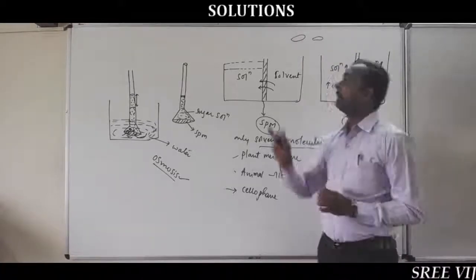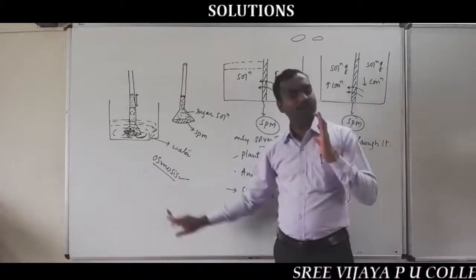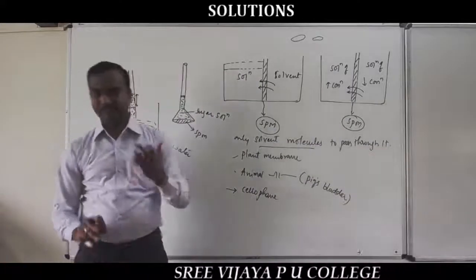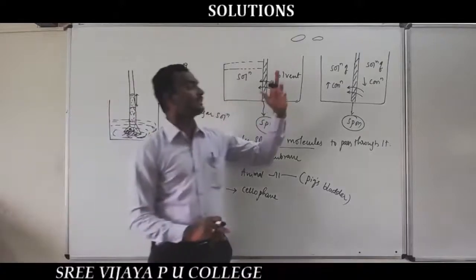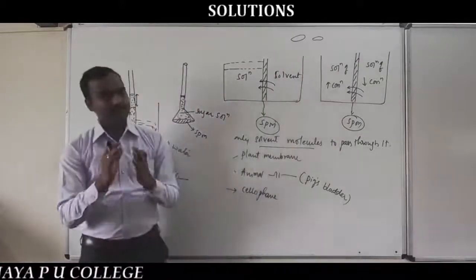So why is it? Because of osmosis. Nothing but the raw mangoes lose water. So due to osmosis, when they are placed in the saline solution, nothing but the salt solution, they shrink to pickle. That is one of the best examples.